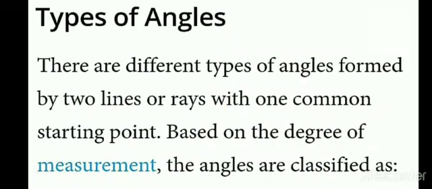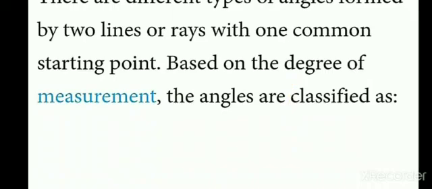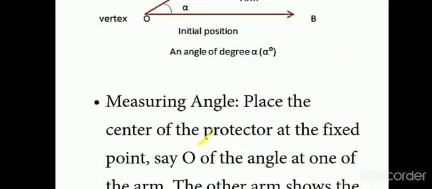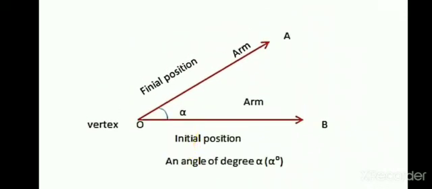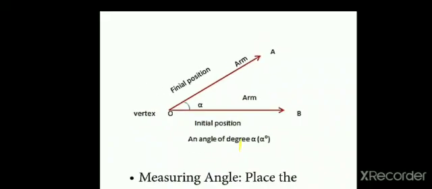Let us study the types of angles. There are different types of angles formed by two lines or rays with one common starting point. Based on the degree of the measurement, the angles are classified. As I said before, angles have one starting point, that is O, and from one single point two rays arise. The gap between the two rays forms an angle. Based on the degree of an angle, different types of angles are classified.